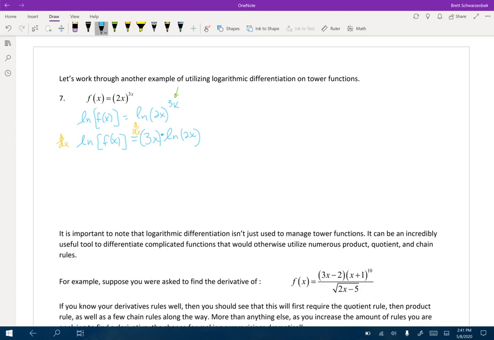Well, the left side, we have a shortcut. It's just f prime over f, always. How do we know that? Because it's just the chain rule. What's the outer function? 1 over x, or 1 over the inner function, times the derivative of the inner function will get you this. So then on the right side, we have to do derivative of 3x times the natural log of 2x plus 3x times the derivative of the natural log of 2x.